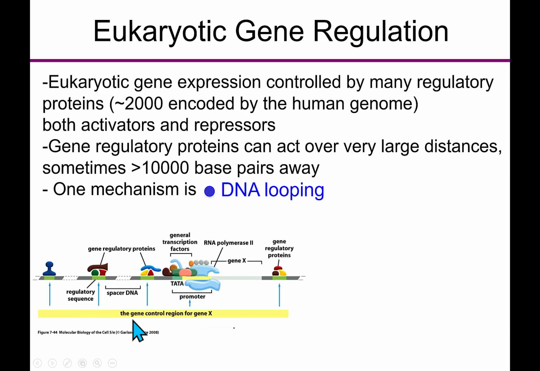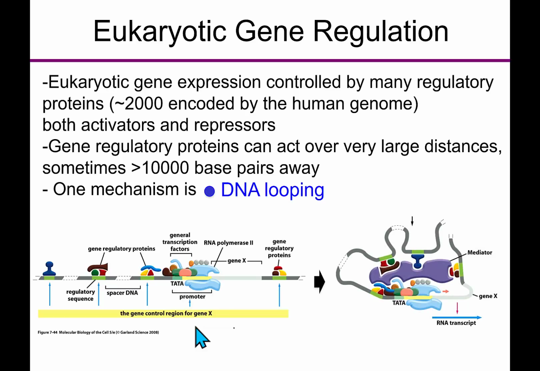So notice the gene control region for gene X can be quite comprehensive, can include all sorts of different sequences far before, far after, in the introns possibly, and includes the promoter too. A lot of regions to control gene expression. And how do you input all this information into what you should do at transcription? Well, you can have quite extensive DNA looping.